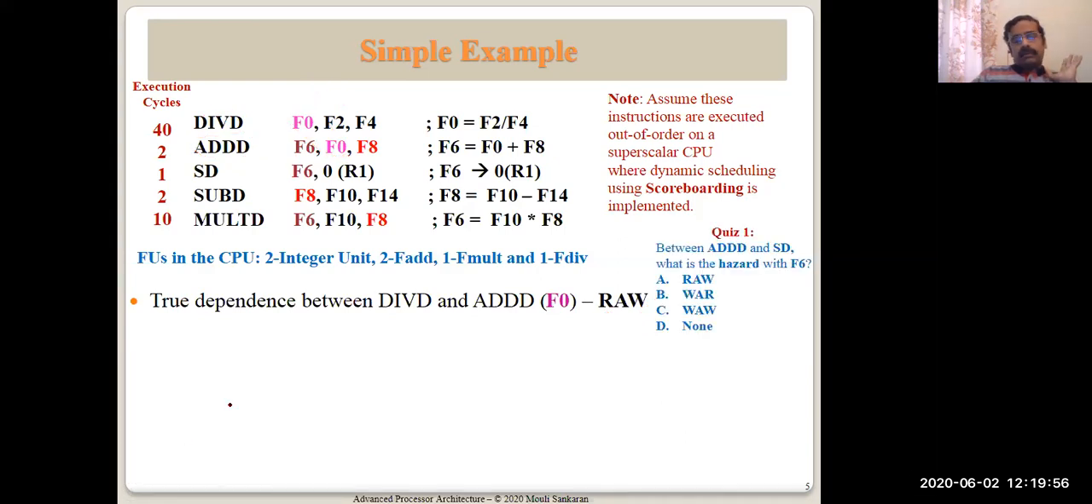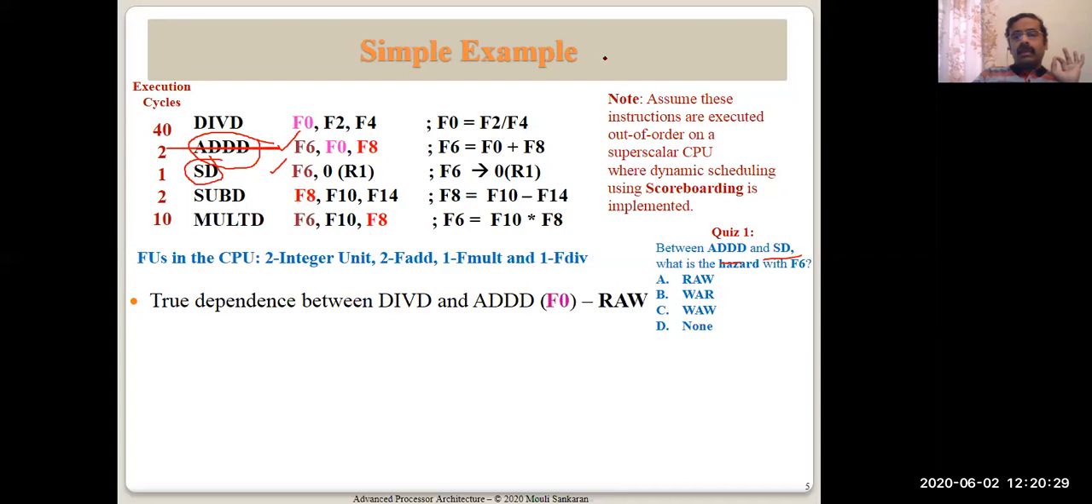I have a question now. Between ADD.D and S.D, this is a store instruction. This is the add instruction. If you see, both of them are having F6. I have colored it. I want you to identify what type of hazard it is. If at all there is a hazard, what type of hazard? You can also choose this if you say there is no hazard, or tell me whether it is a RAW hazard, WAR, or WAW.